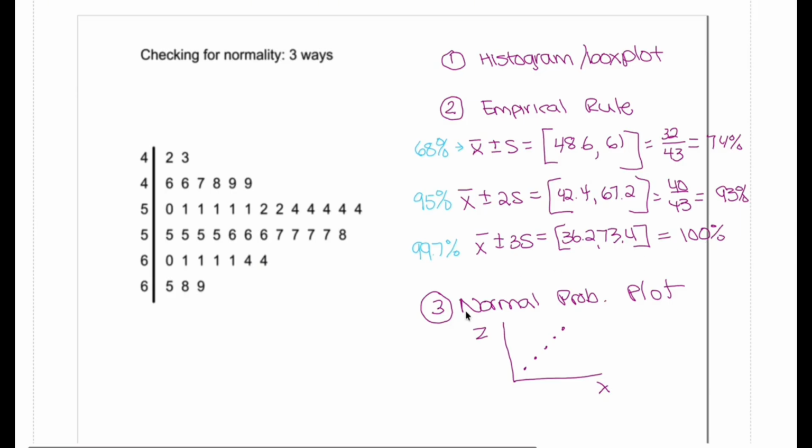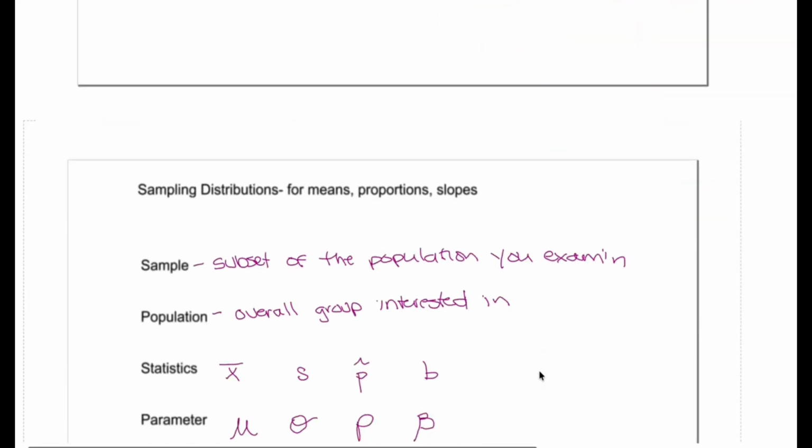And the third way is to use a normal probability plot to give you a shape of the data. How does it look when plotted on a normal probability plot? The more linear it is, the more normal the data set is.